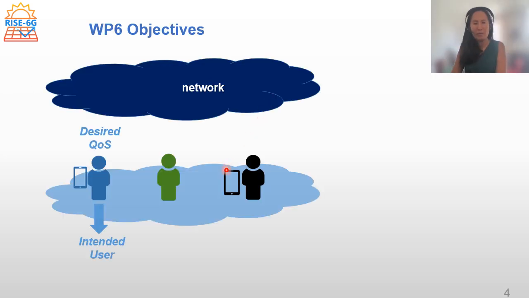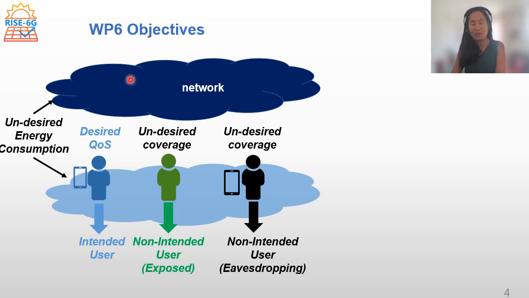So the aim of Work Package 6 is to create innovative physical and MAC layer schemes to deliver data connection between the network and intended user with the desired quality of service, while trying to avoid or minimize undesired consequences, such as undesired energy consumption at the network side, undesired energy consumption at the smartphone side, undesired coverage, unnecessary coverage of non-intended users, who are exposed unnecessarily.